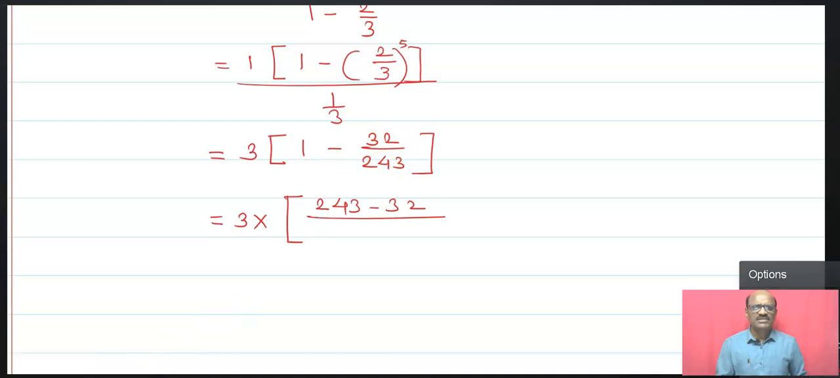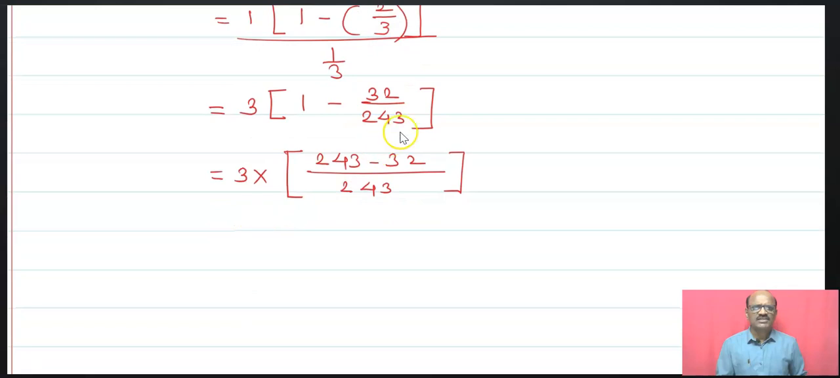Now see this calculation. That is 243 into 1, 243 minus 32 upon 243. And this is a simple calculation.